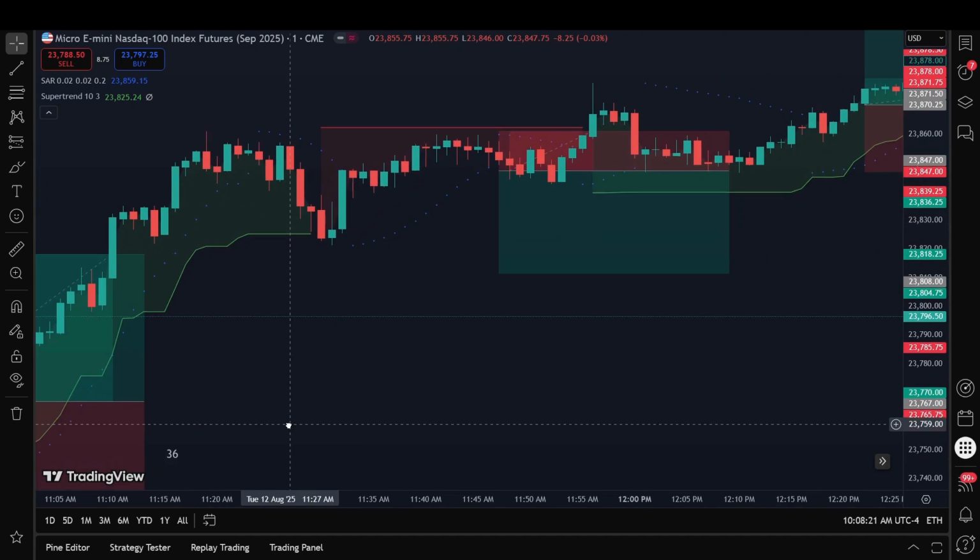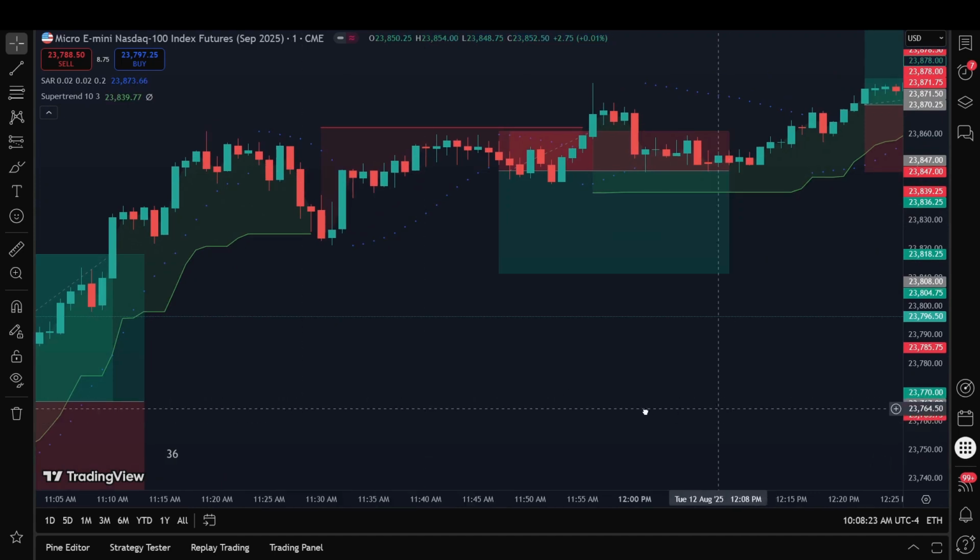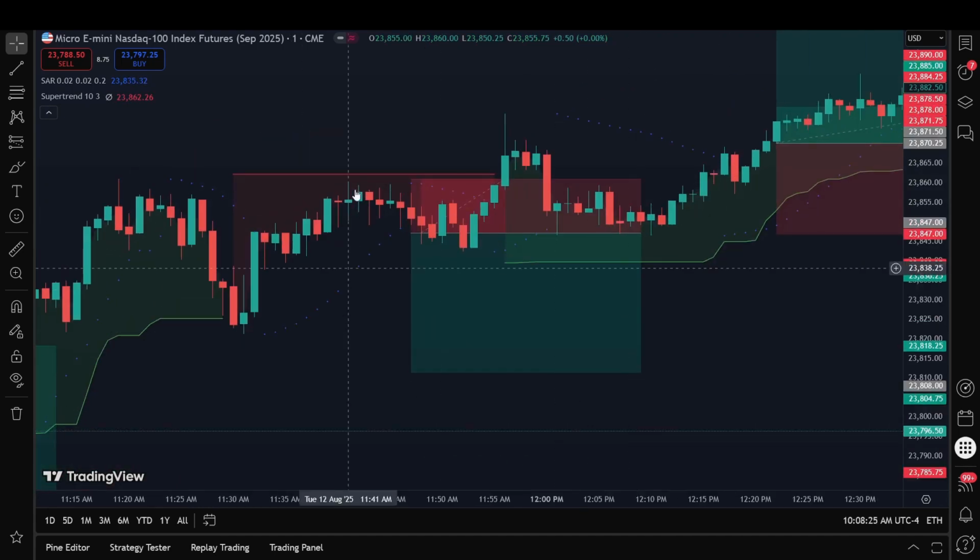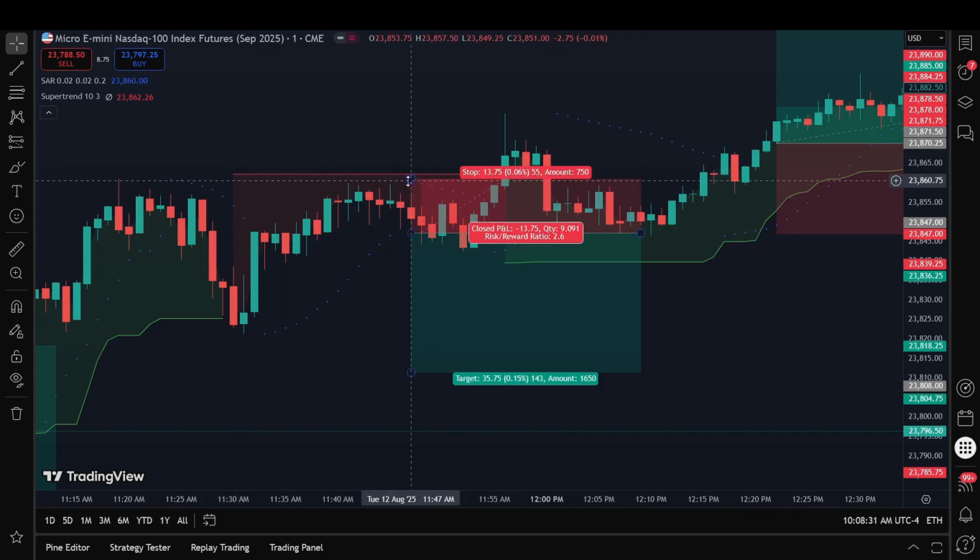That's the best type of signal right there. Here's a loser. You get your super trend changes, then you got your first parabolic SAR right here. You enter here and it's a loss.